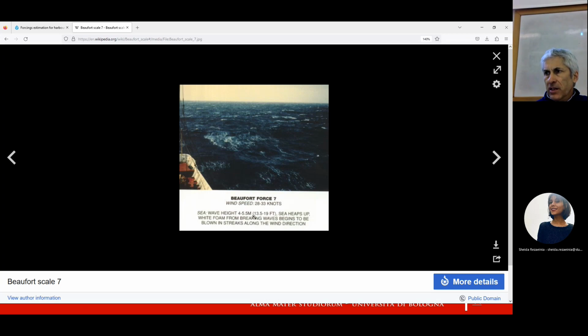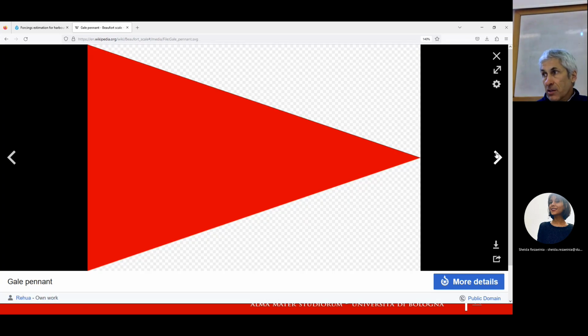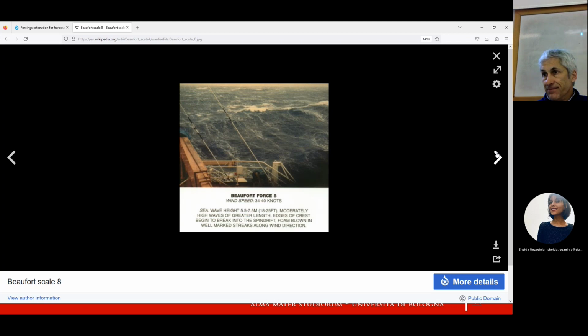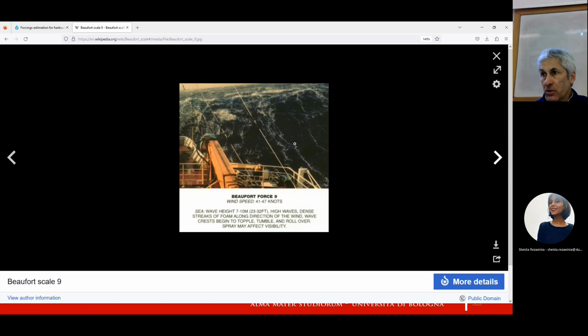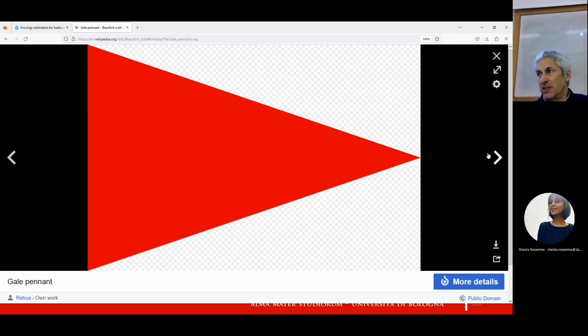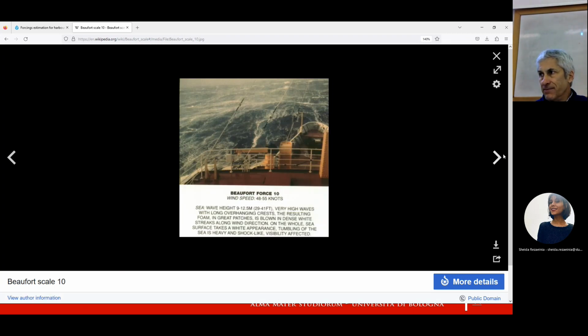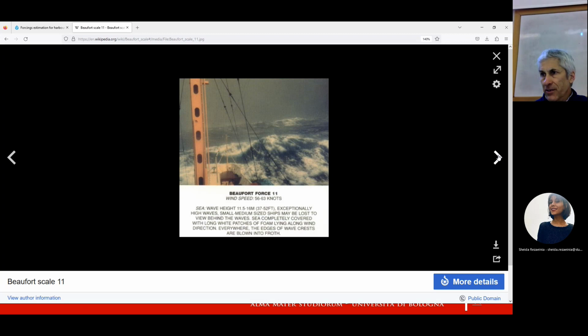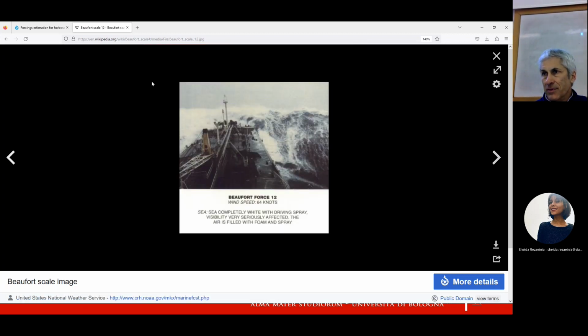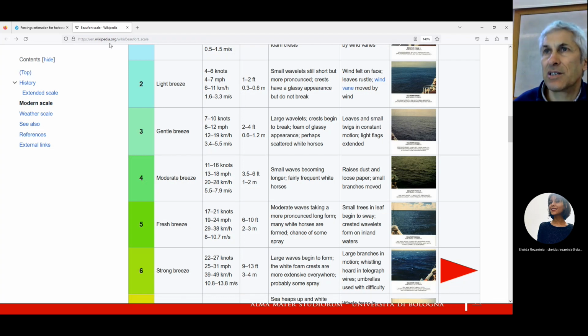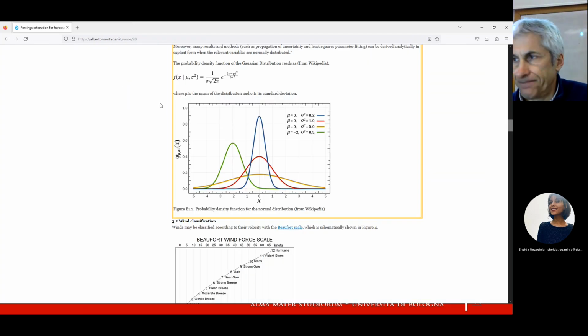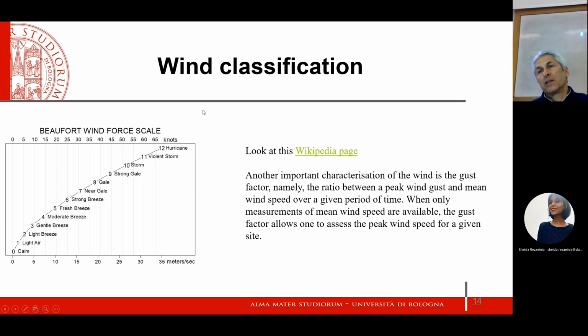Force 7, and it's about 5 meters. Force 8, it's up to 7 meters. Force 9, and this is 10 meters. Waves of 10 meters, it's like a building of 3 floors. I mean, it's really impressive. And then 10, 11, and 12, the previous one. This is indeed interesting. Okay, let's go back here.